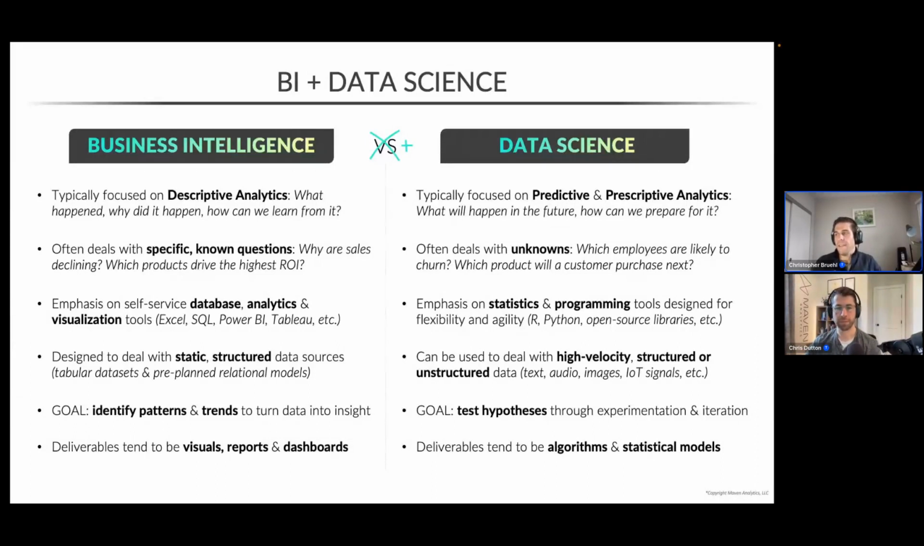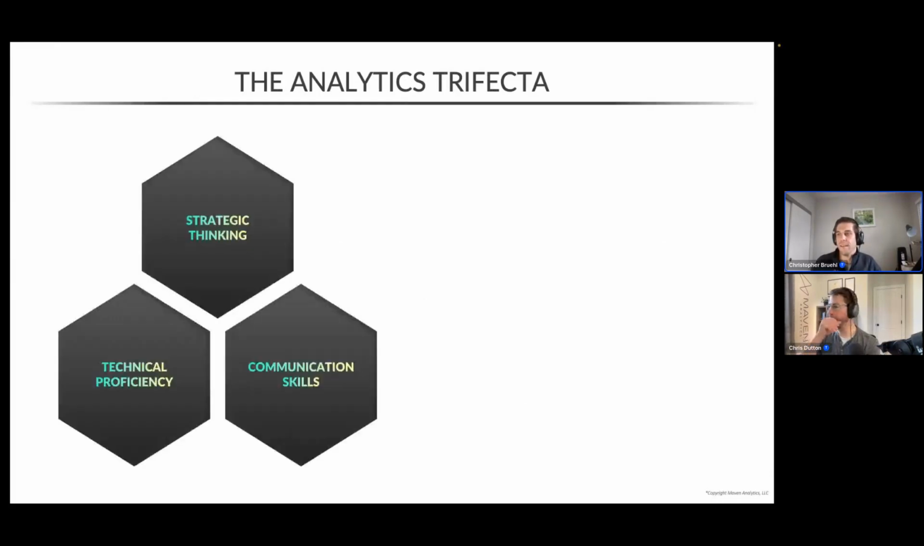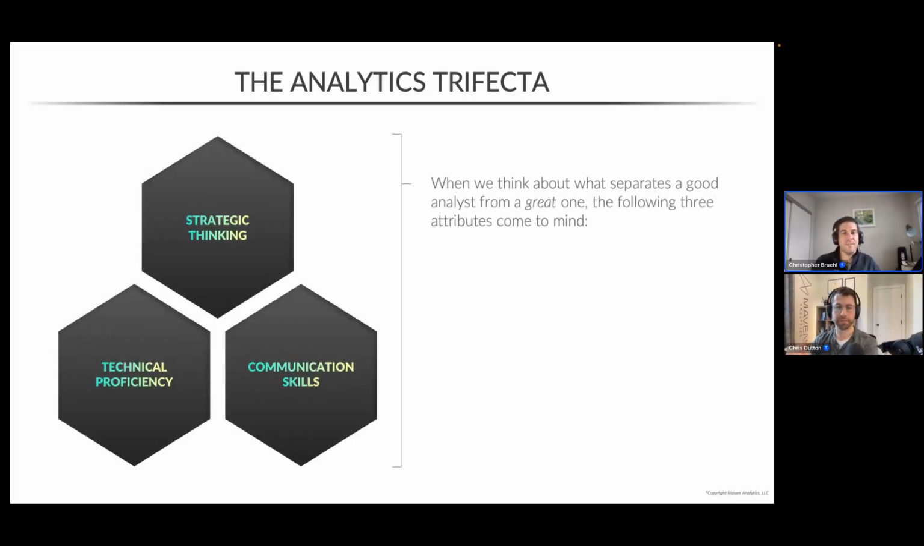But I think a more important conversation than specific roles is the underlying skill set that all data professionals need to be effective in their roles. And that's where Maven has developed the analytics trifecta. And so we view this trifecta as the three most important skills that data professionals really need to know. And these are going to be the skills that separate good analysts from great ones.